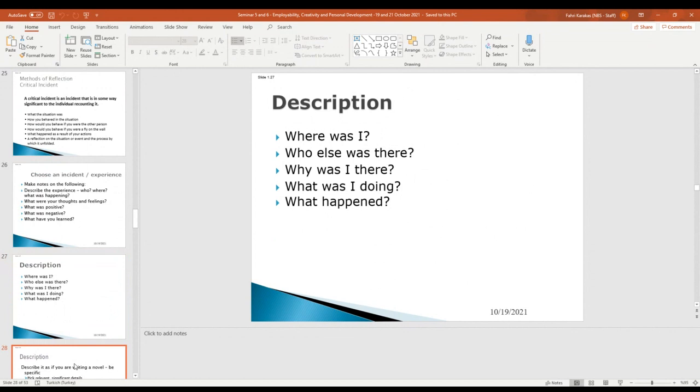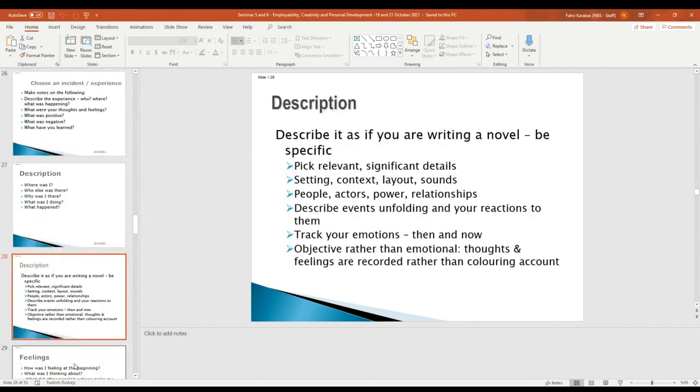Where were you? Who were the people there? Try to pick specific details. Imagine that you are writing a novel chapter. What was the setting, context, layout, sounds? Who were the people there? What was the relationship among you? Describe events as they unfold, and how did you react to them? Track your emotions. So what happened exactly?